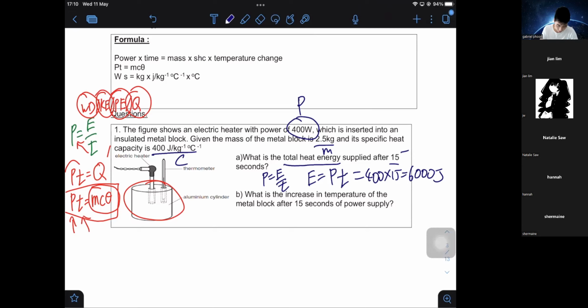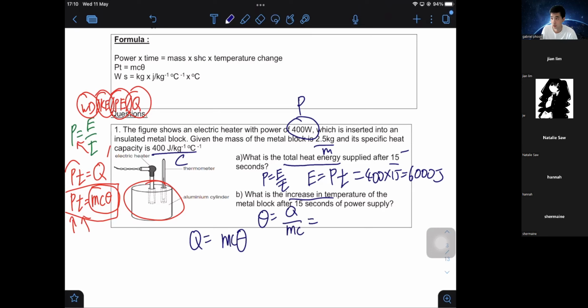All right. Then moving on to the second part, what is the increase in temperature, right? I'm looking for the temperature this time, given of the metal block after 15 seconds of the power supply, right? So right now, if I'm looking for increase in temperature, that is obviously going to be θ, right? And if it is going to be θ, it has to follow the Q equals to MCθ formula. From here, θ would have been equals to Q over MC.